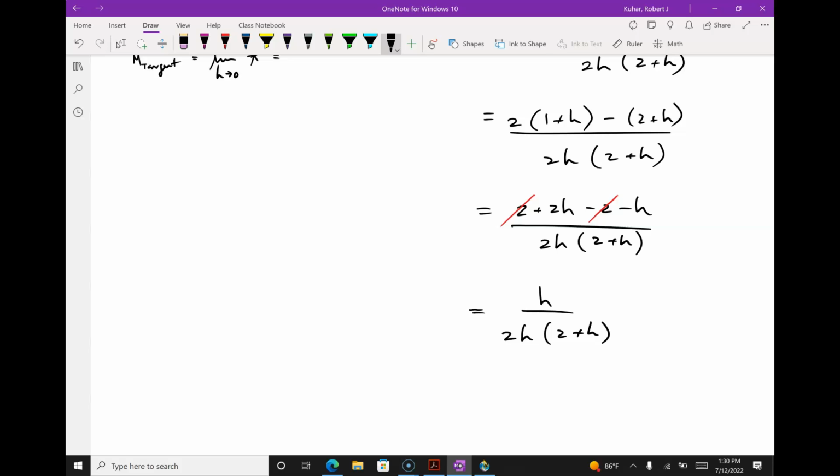Now everything's factored. At this point, can I let h go to 0? Can I let h go to 0? No. 0 and then 0, right? I get 0 over 0 again. But now that it's factored, I can cancel, right? So I can cancel my h's here, and I get star is 1 over 2 times 2 plus h. Now I can let h go to 0.